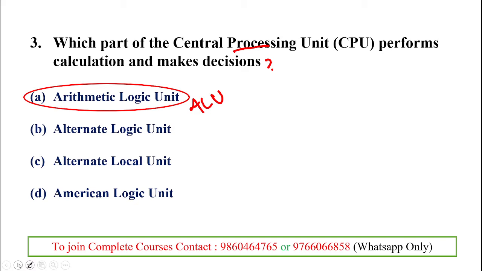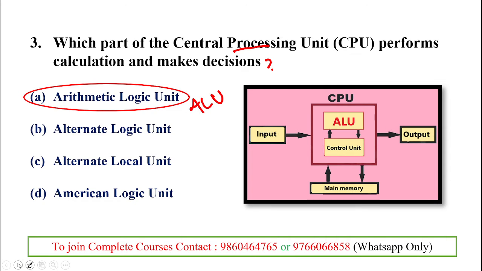And here the calculation and decision making happen under the ALU, and then the CPU consists of ALU and CU, that is control unit. The input that enters the CPU will be processed and it will send the output to the other part. Here it uses the main memory to store the information according to the input. Okay, so that is the CPU processing. First one is the arithmetic logic unit and the other is the control unit.